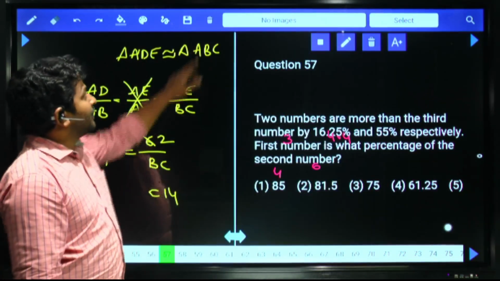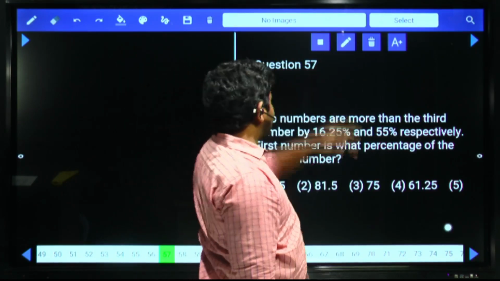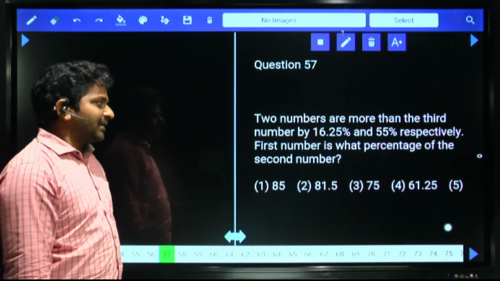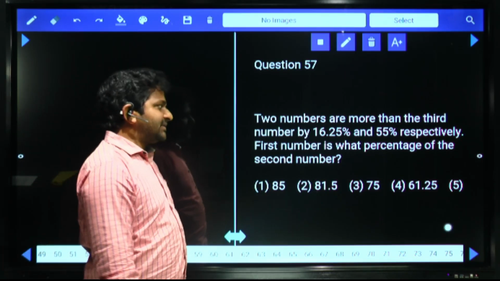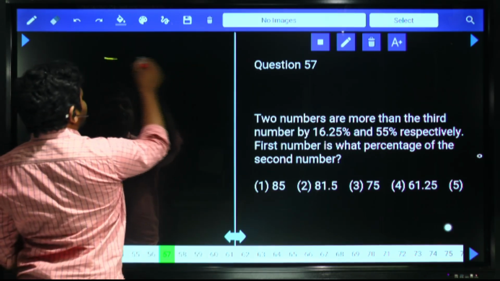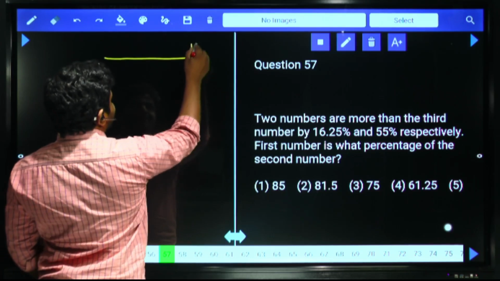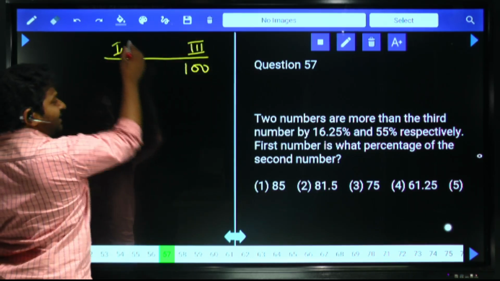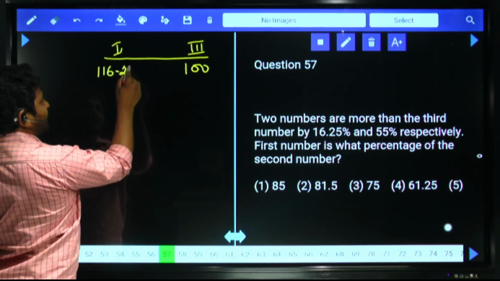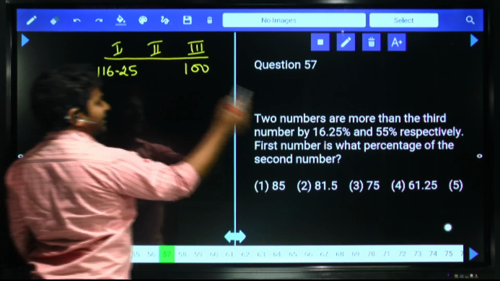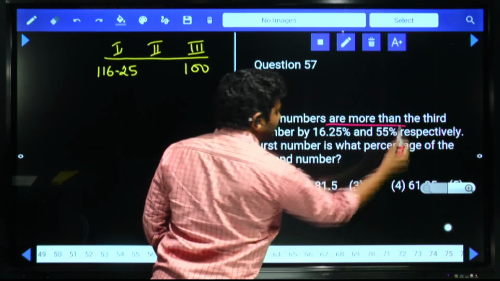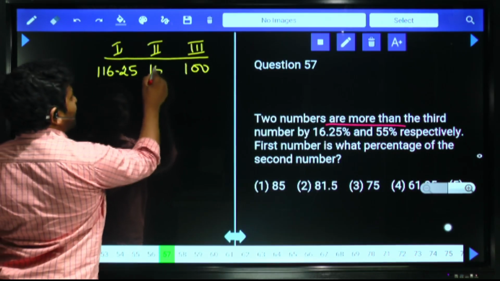Next, two numbers are more than the third number by 16.25% and 55% respectively. The first number is what percentage of the second number? Now, the first two numbers depend on the third number. Let us start with the third number as 100. Then the first number is 16.25% more, so it will be 116.25. And the second number is 55% more. This word is very important, more than. So the second number is 155.